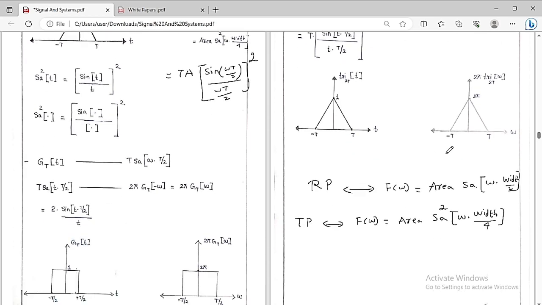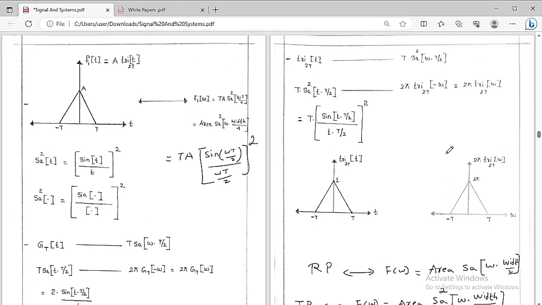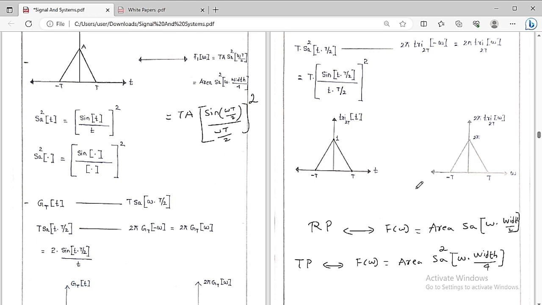These are the special signals, and I have told you how to figure out their Fourier transforms. For the rectangular pulse, the Fourier transform is area into sinc of omega into width by 2. And for the triangular pulse, the Fourier transform is area into sinc of omega into width by 4, whole square. Only for sinc do we have to do the square here. Anything else is an extra multiplication, that's it. This is the thing you always have to keep in your mind.